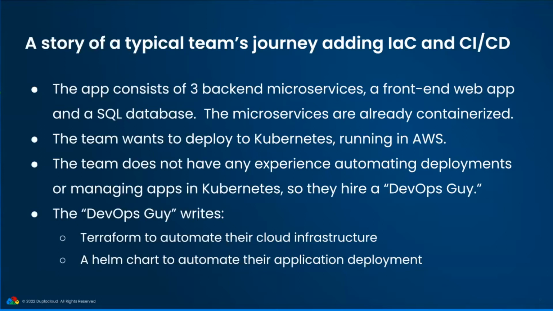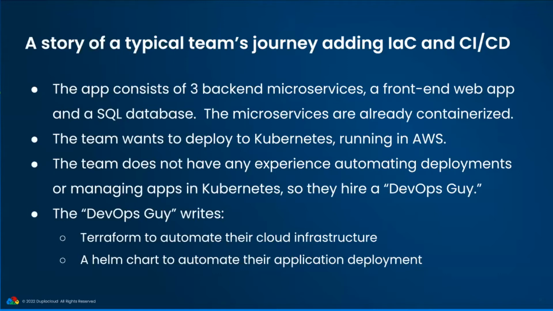Let's say we've got 3 backend microservices, a front-end web app, and a SQL database. And just to make this conversation shorter, let's just say that they've already containerized their microservices. They know how to build Docker containers. They're good with that. Now, the team wants to deploy to Kubernetes, and they want to be running in AWS, but they don't have any experience automating any deployments or managing apps in Kubernetes or AWS for that matter.